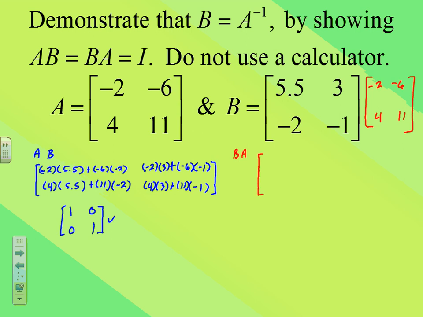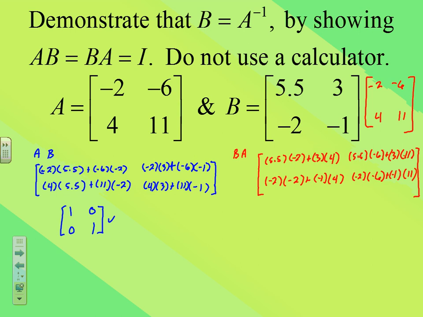So let's go here. I'm going to say 5.5 multiplied by negative 2 plus 3 multiplied by 4. And then we'll do the next column of matrix A. And so I'll say 5.5 times negative 6 plus 3 times 11. And I hope that doesn't get cut off. And so now we'll do the same thing with the second row. So we'll say negative 2 times negative 2 plus negative 1 times a 4. And then second row to the second column, we'll say negative 2 times negative 6 plus negative 1 times 11. And multiply those through again.